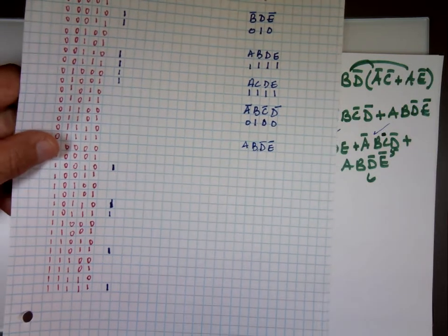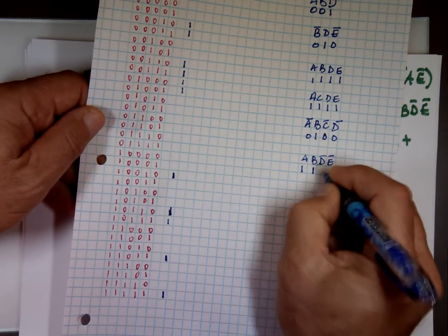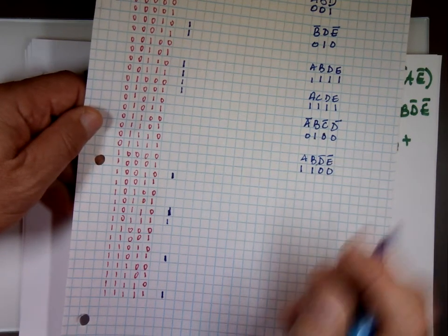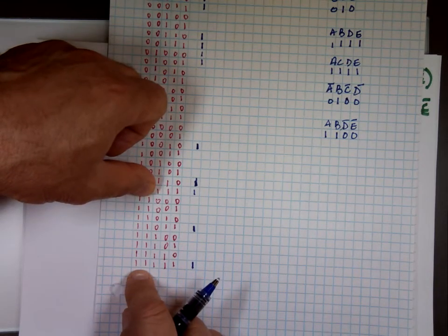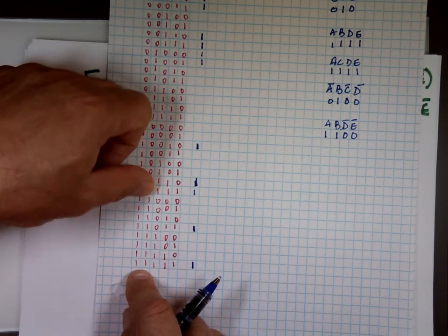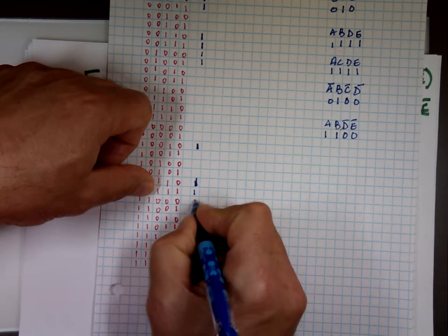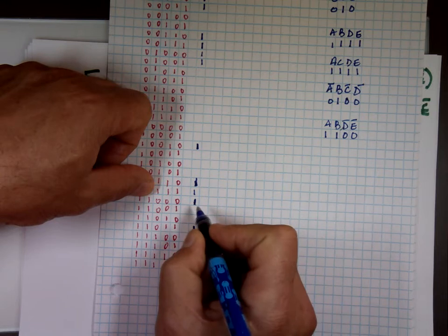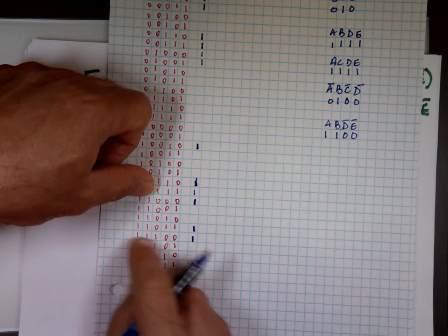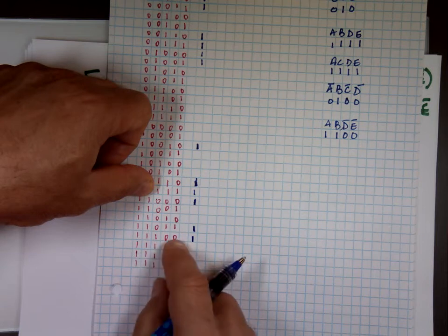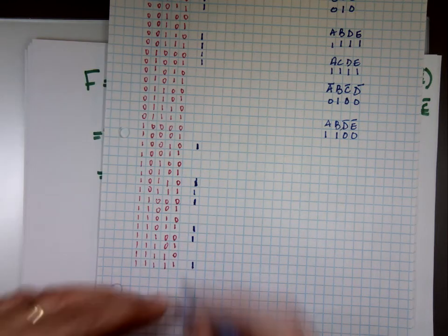And the last one, A, B, D bar, E bar. A is 1, B is 1, D is 0, and E is 0. A is 1 and B is 1, the bottom 8. Let's look at D and E, want to be zeros. That's this case, and that's this case right here. A is 1, B is 1, D is 0, and E is 0. And that's it. The rest will be what? Zeros?